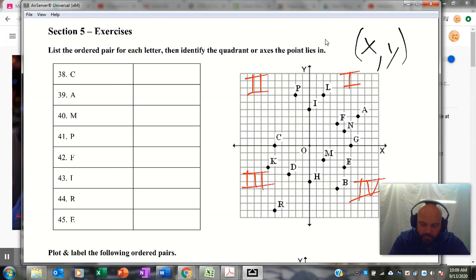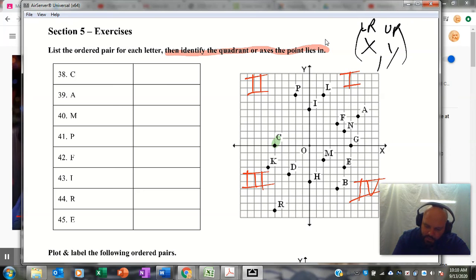Now, that's the second part of the question. It says, then identify the quadrant or axis. The axes are easy. We've already gone over those. That's either the x-axis or the y-axis. Now, it says find point C. Couldn't think of the word. So point C is right there. We need to determine two numbers: how far left or right, and then how far up or down. X is left or right, and then up or down.